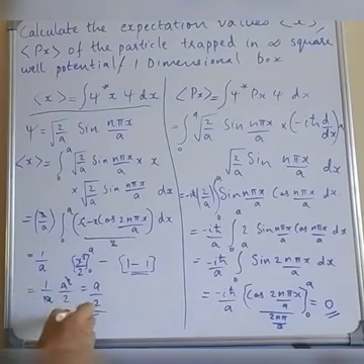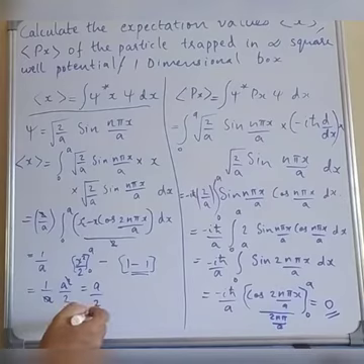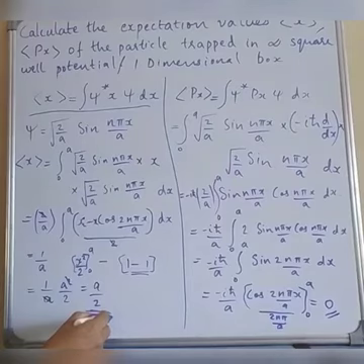So, what we have is the expectation value of the position operator, in the case of a particle trapped in an infinite square well potential, is A by 2. Similarly, we can find the expectation of p_x.